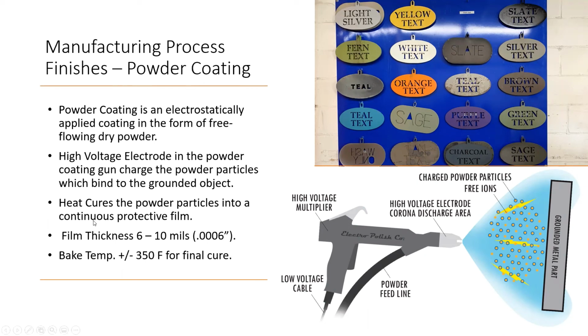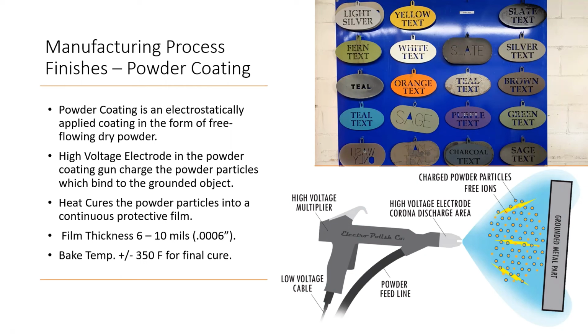In terms of thickness, powder coating is very, very thin. The thickness of powder coating is measured on the scale of mils, which is about a thousandth of an inch. It's about 6 to 10 mils in thickness, or in the imperial system, inches, about 0.0006 inches in thickness. So incredibly thin is what powder coating is.